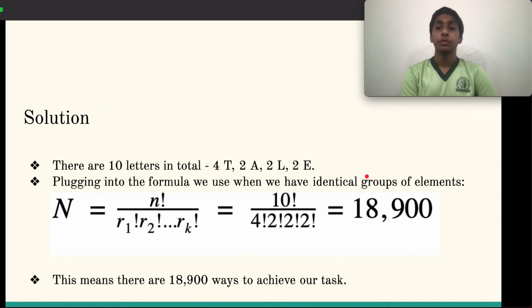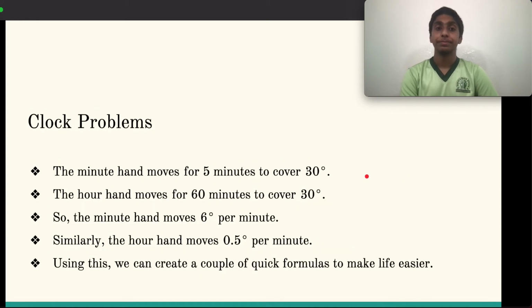Okay, so let's move on to our next topic for the day. Clock problems. So this is just some really basic knowledge that you probably already know, or even if you don't know it, you probably have the basics of this.